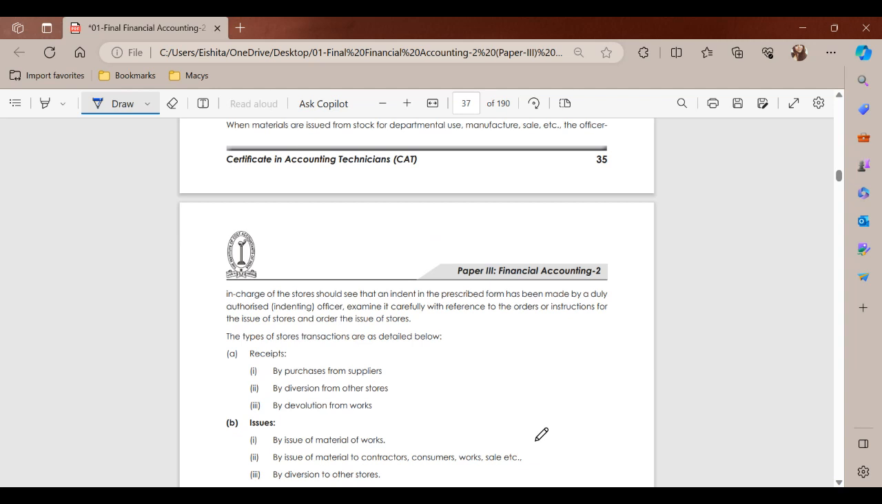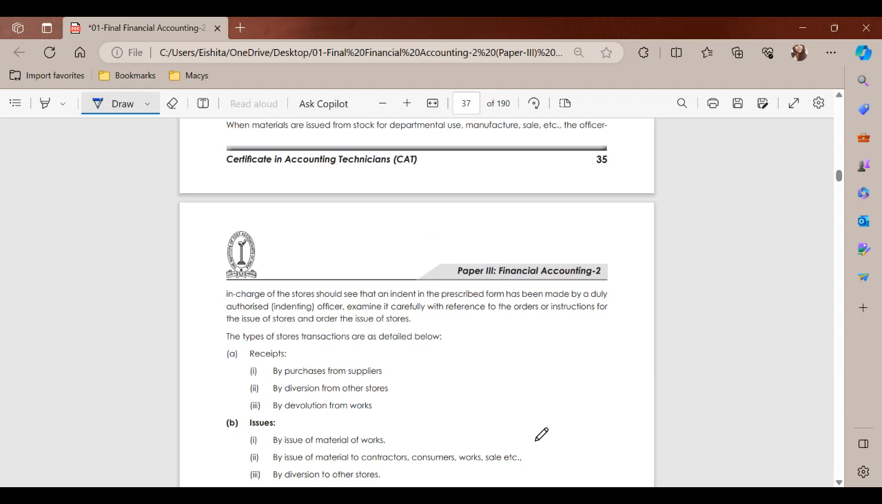So, for example, you have issued paint 10 boxes to the paint shop, but he requires only 8. The welding shop requires paint, so 2 will be diverted to the welding shop. So 8 from the paint shop and 2 to the welding shop, by diversion from other stores or by devolution from works.